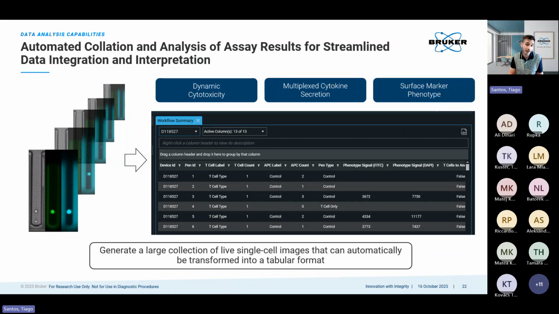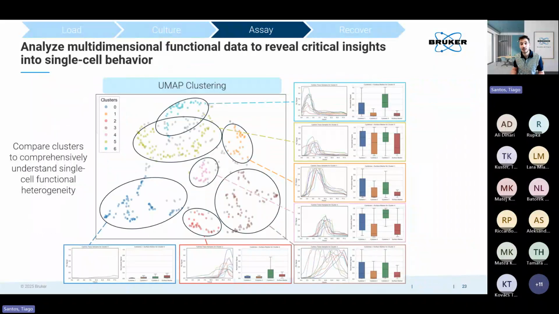The cool thing is that you can then cluster based on the functional profile. So in this UMAP, you have clustered all of the nanopens. Each of the data points is one cell, one nanopen, and they are clustered based on how similar they are in terms of function: the cytokines secreted, the killing capacity, surface markers, and so on. So imagine that, based on your research and your knowledge, you figured out that the best group of cells is the orange one.